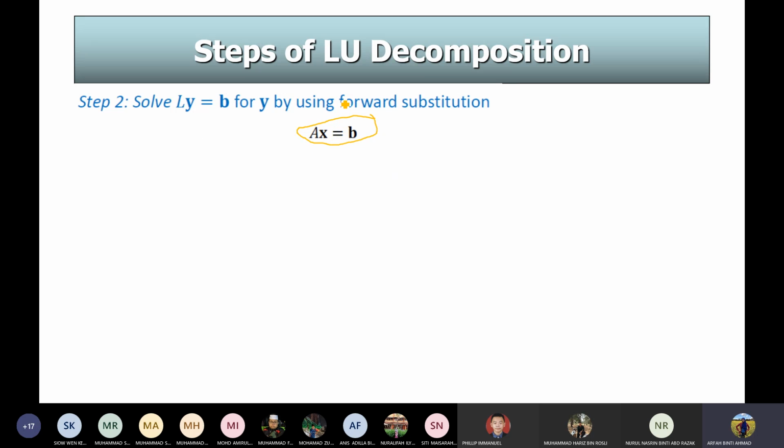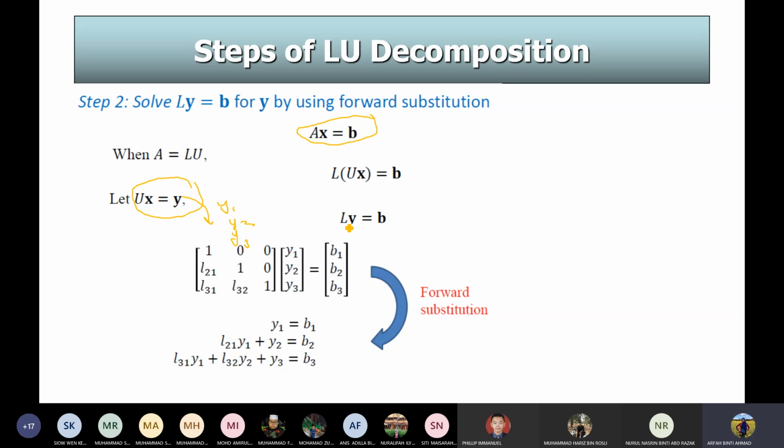So the next one, step 3. We have got matrix L and matrix U. Remember this is our original equation: coefficient matrix times variable matrix equals B, your answer matrix. So since matrix A equals L times U, we take U times X equals Y, so we introduce Y1, Y2 and Y3. Then for matrix L, we take L times Y equals B, the answer matrix. Then we can solve. So this is matrix L, we introduce Y1, Y2, Y3, multiplied by its answer matrix.